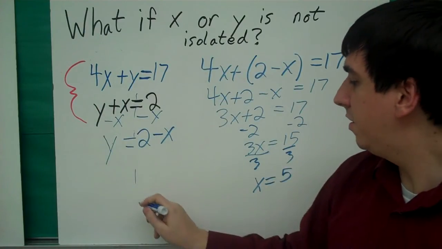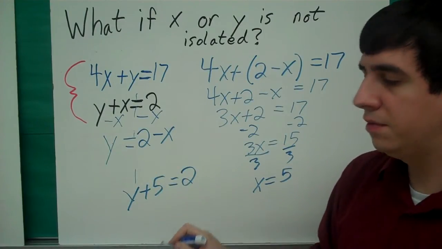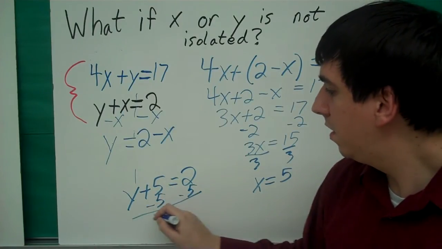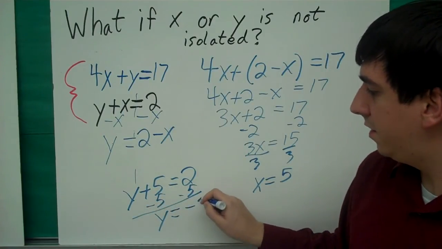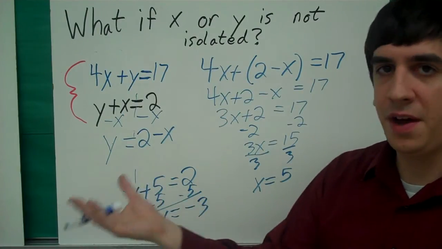I'm going to use it in this equation. So y plus 5 is 2. And we'll subtract 5 from both sides. And I get y equals negative 3. So we see that our ordered pair should be 5, negative 3.